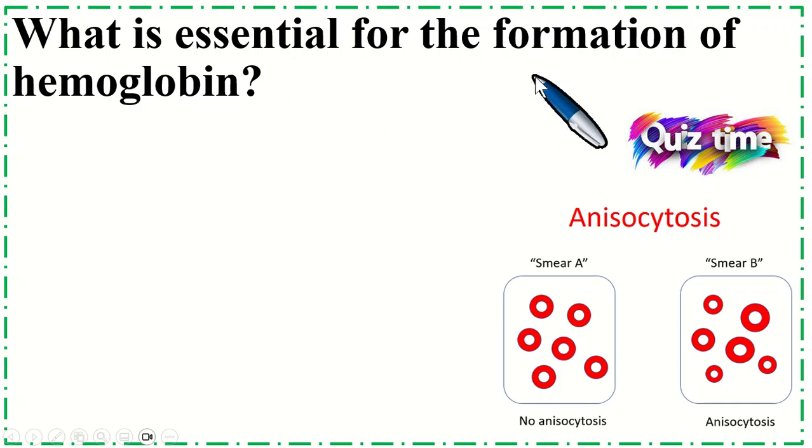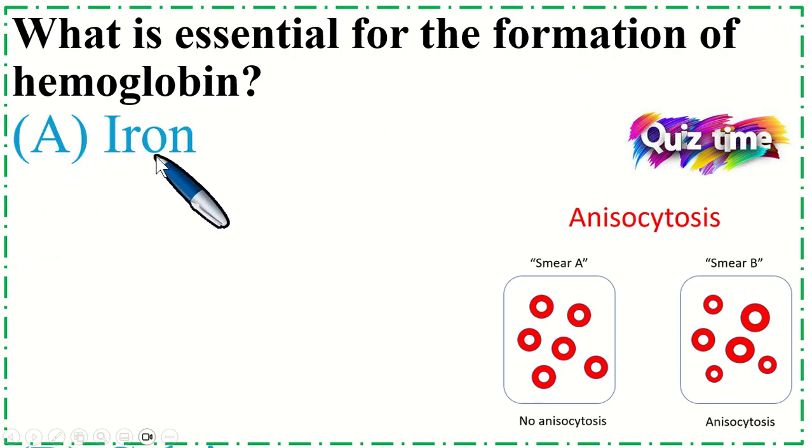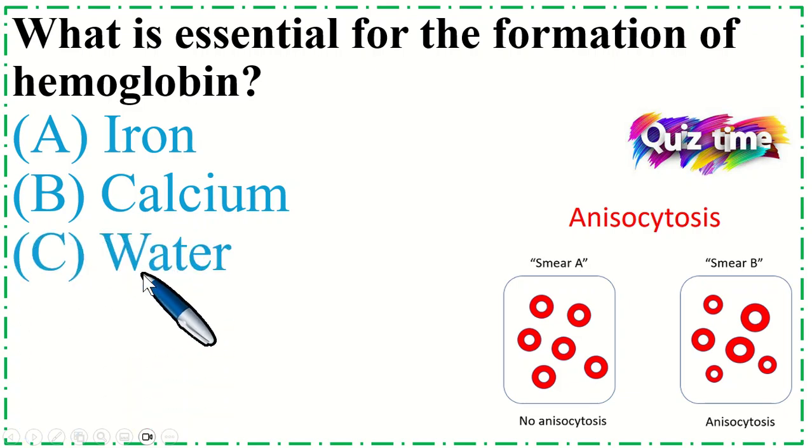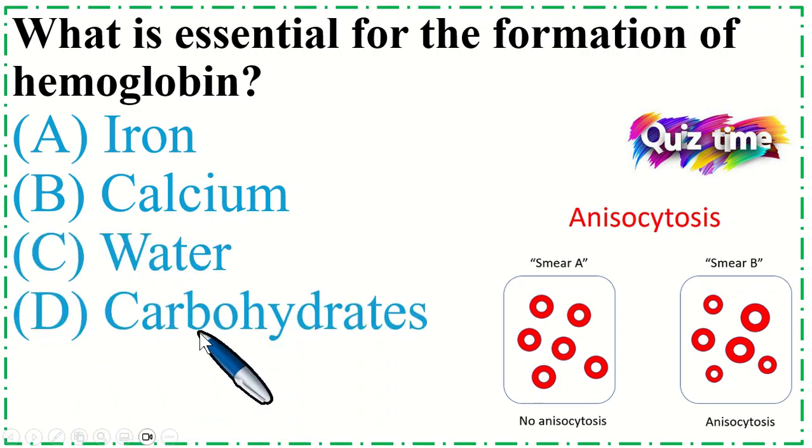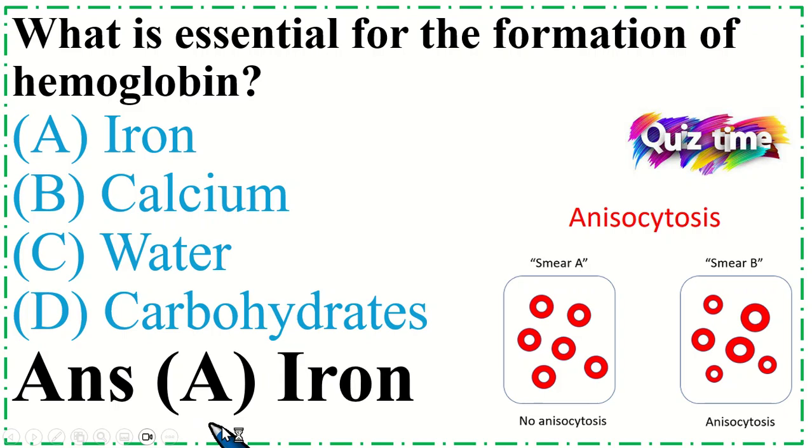What is essential for the formation of hemoglobin? Option A iron, B calcium, C water, D carbohydrates. Correct option is A iron.